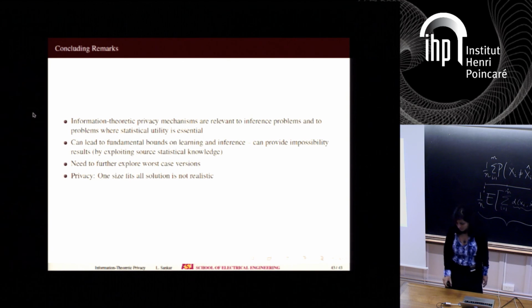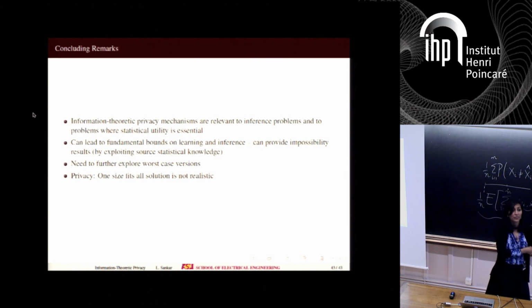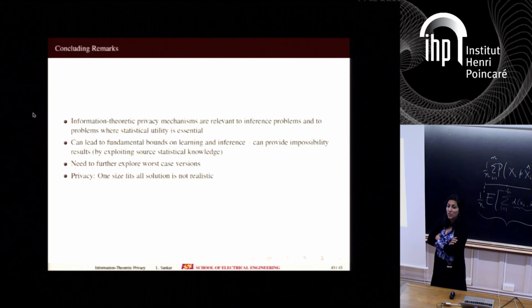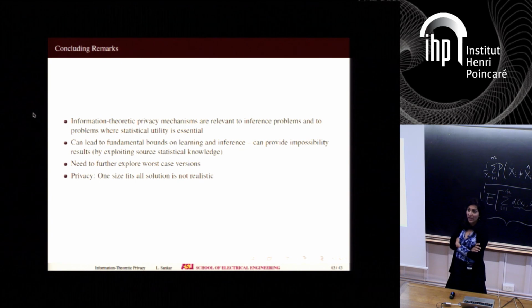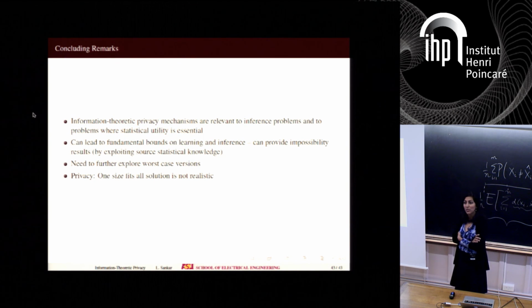So I will leave you with the following conclusions. I think information theoretic privacy can be useful in the context of inference problems and where statistical utility has to be guaranteed. And it'll be interesting to understand fundamental bounds on inference that can be provided by these kinds of impossibility results, in other words.